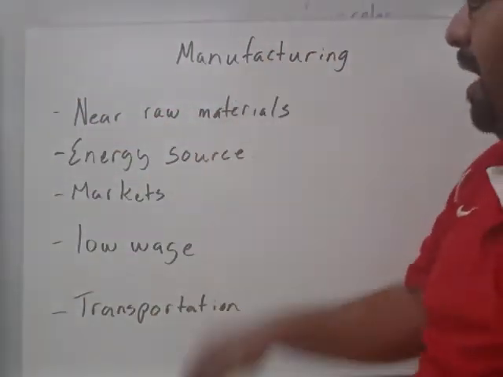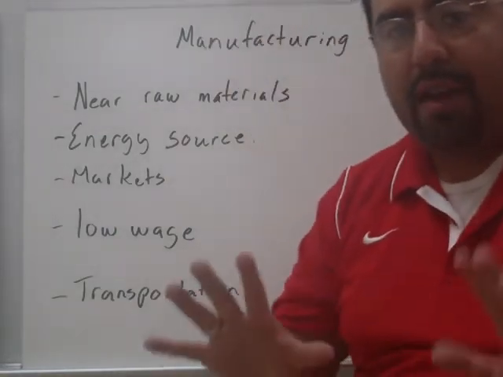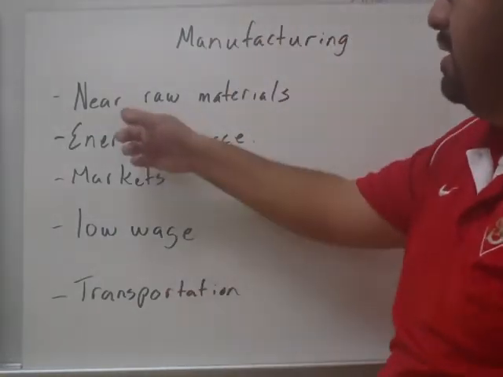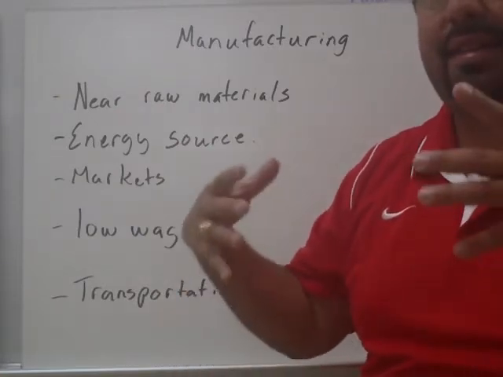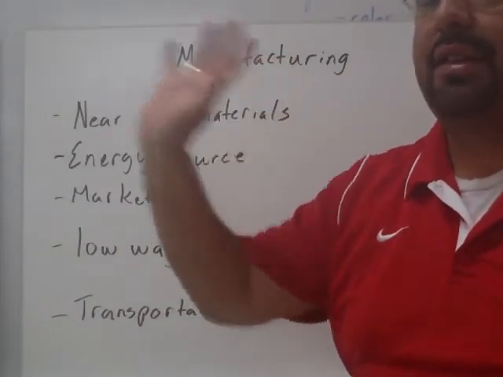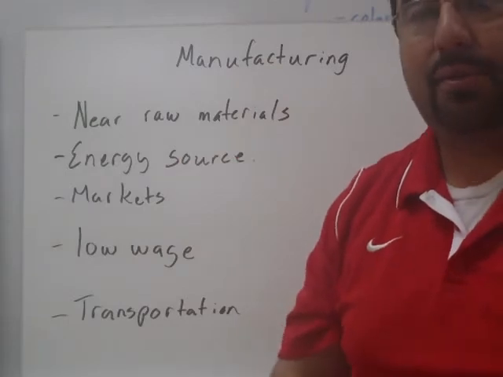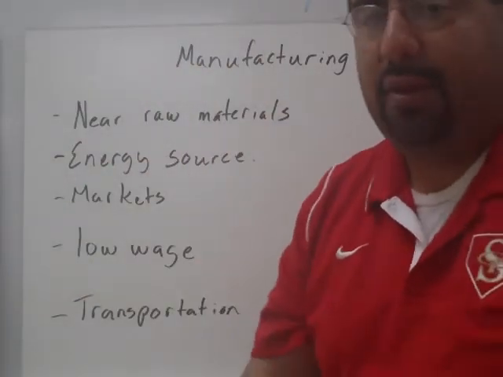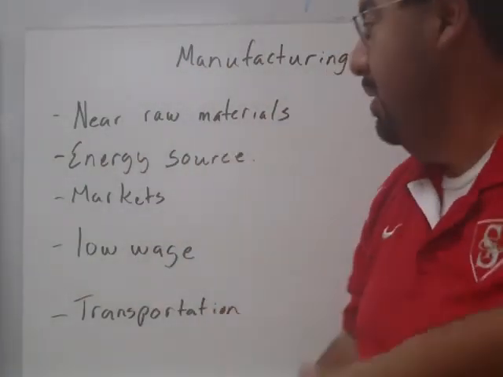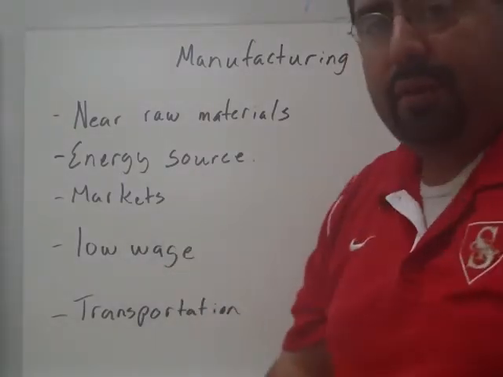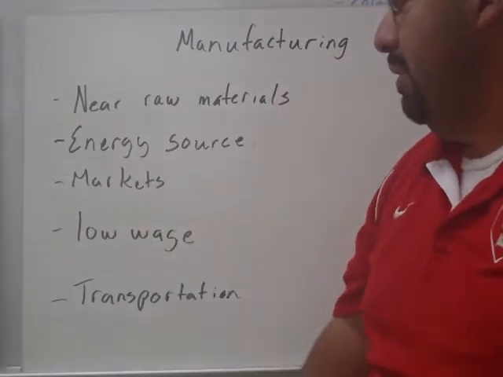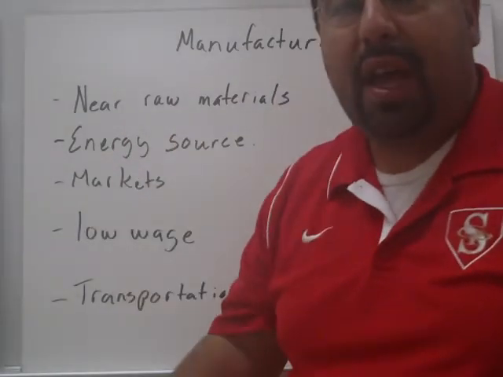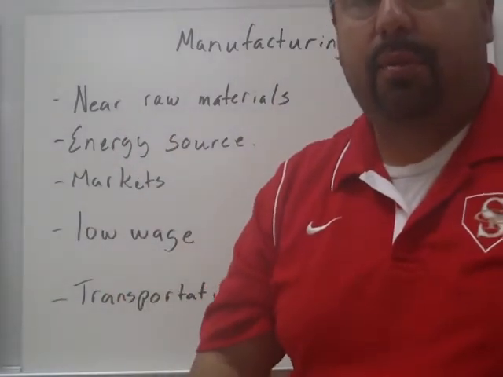Now we'll go to manufacturing. Where's manufacturing going to be located? It's going to be around raw materials. You're not going to want to have a steel plant and your steel is thousands and thousands of miles away, or maybe even on the other side of the world. You need to have a way to get it to you. An energy source. You've got to have a good energy source. That's where manufacturing is going to be located. Also, the market. You want to have a market for what you're manufacturing.